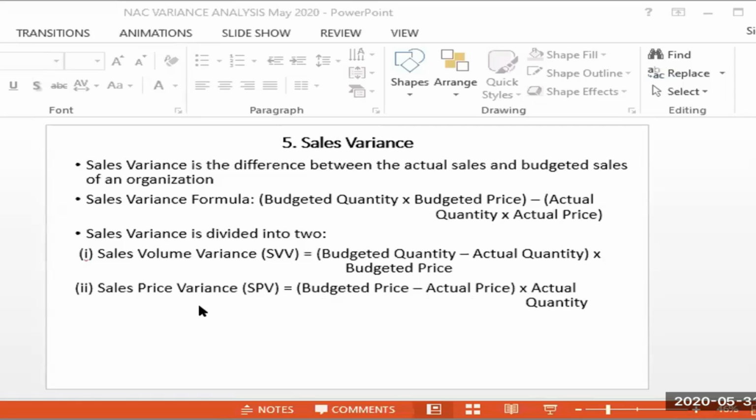Now, sales price variance is also another division, and this one is determined by taking the budgeted price minus actual price times the quantity, the actual quantity produced or realized.